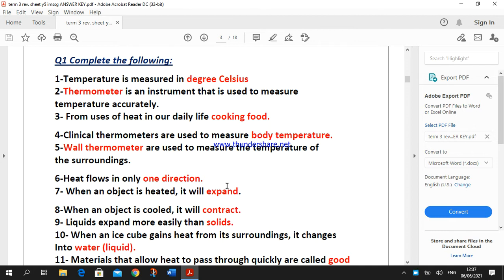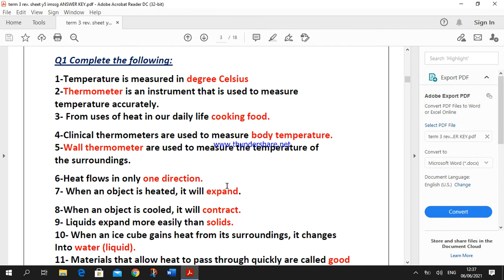2, thermometer is an instrument that is used to measure temperature accurately. Okay? Thermometer, a device that is used to measure temperature accurately. Number 3, from uses of heat in our daily life, cooking food. Okay? 4, clinical thermometers are used to measure body temperature. Clinical thermometer is a type of thermometer that is used to measure body temperature, our body temperature.